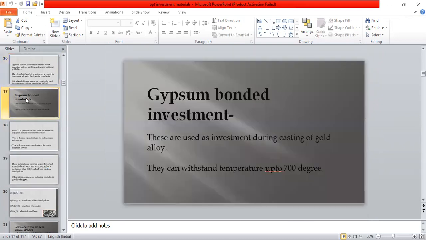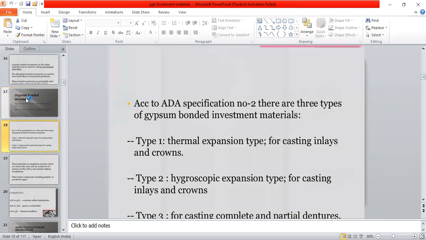So first we are going to discuss the gypsum bonded investment material. As already discussed, gypsum bonded material is used in investment during the casting of the gold alloy, and it can withstand the temperature up to 700 degrees. According to the ADA specification number 2, there are three types of the gypsum bonded investment material. The type 1 is the thermal expansion type, and it is used for casting the inlays and crown.